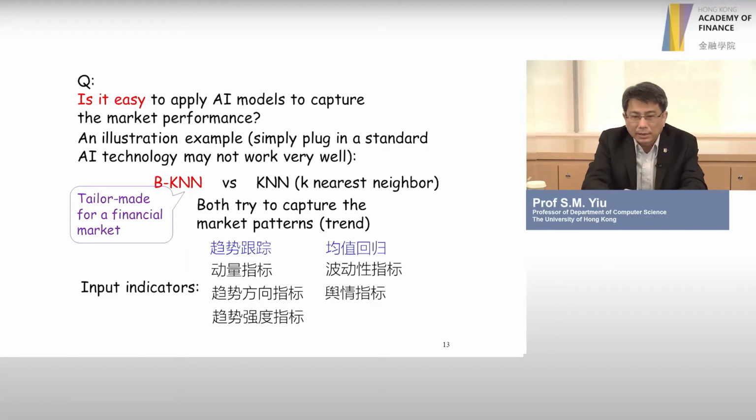Now here, you can ignore the Chinese. Basically, they are talking about some of the indicators that we use in the experiment. Now, I try to pick a simple AI model, which is called K nearest neighbor. And then I actually modify the model into something called BKNN, okay? Actually, it's tailor-made a little bit for the financial market, for the particular data set I'm working on. And we both try to capture the market pattern, okay?